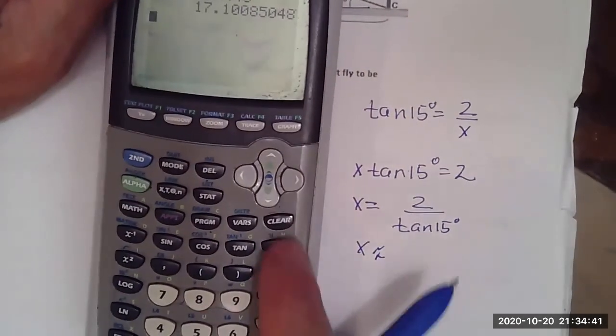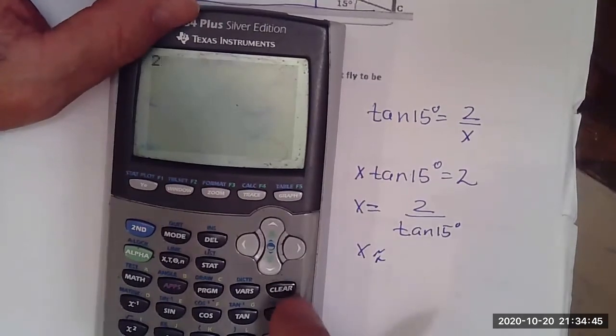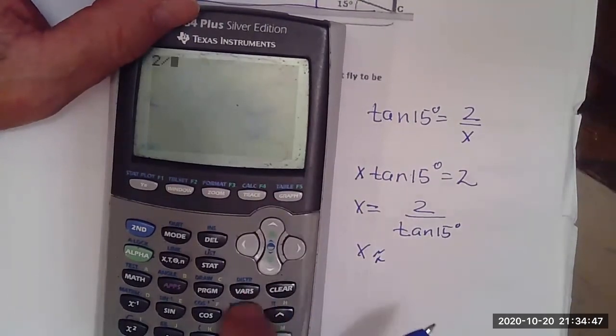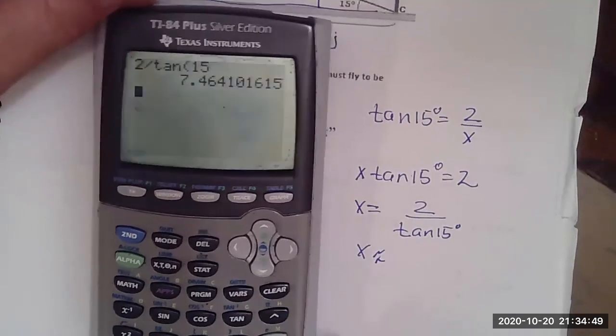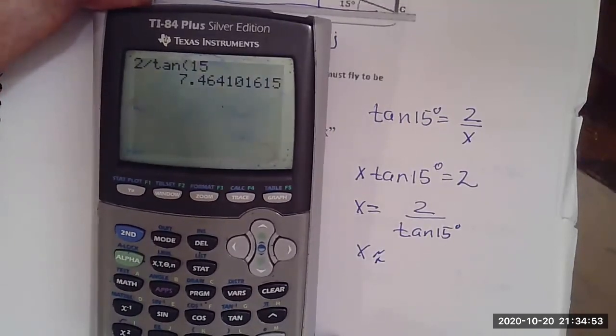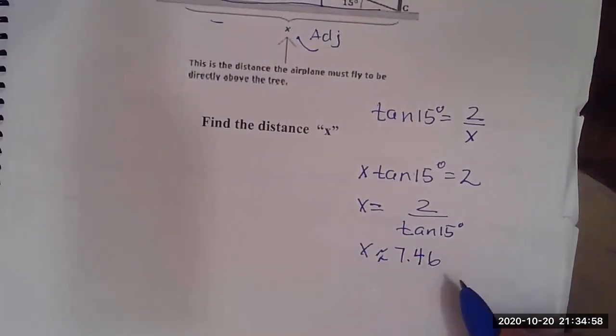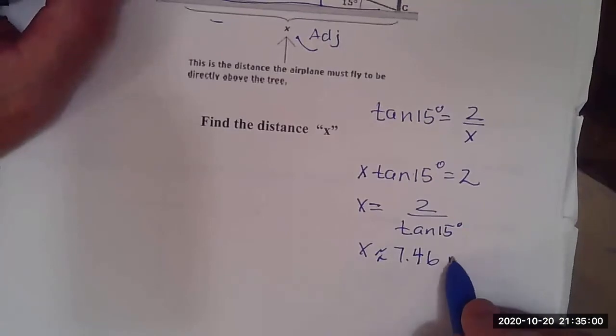Calculator. About, let's go 2 decimal places, 7.46. About 7.46 miles.